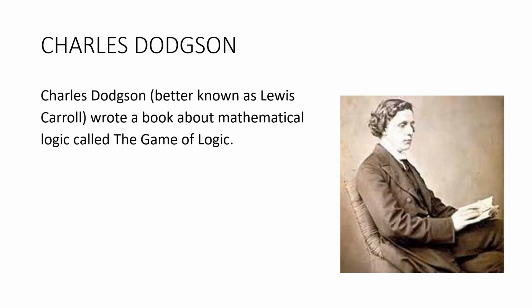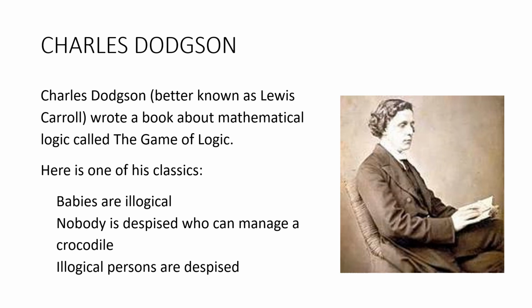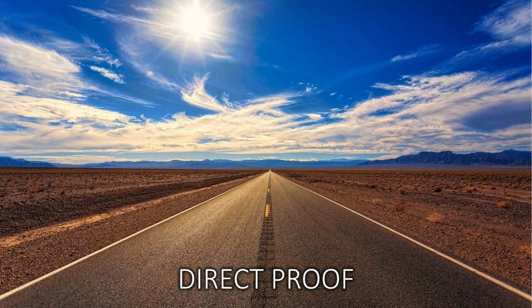Okay, a bit of fun to finish off. Charles Dodgson, better known as Lewis Carroll, who wrote Alice in Wonderland, was actually a mathematician, and he wrote a book about mathematical logic called The Game of Logic. And here's one of his classics. Babies are illogical. Nobody is despised who can manage a crocodile. Illogical persons are despised. What's the conclusion? Have a think about it. I'll tell you in the next lesson, which is on direct proof.